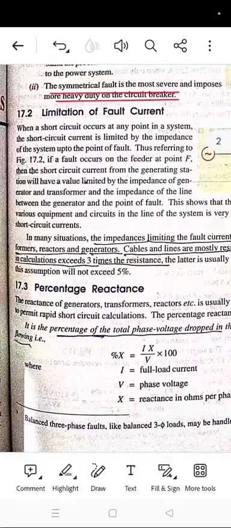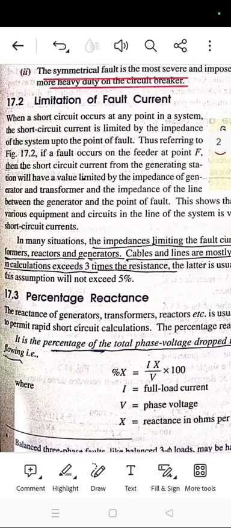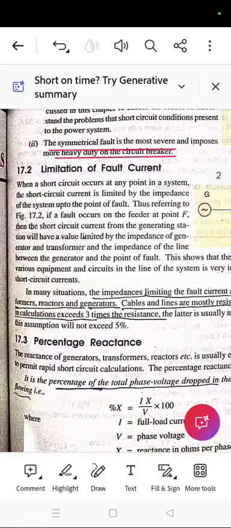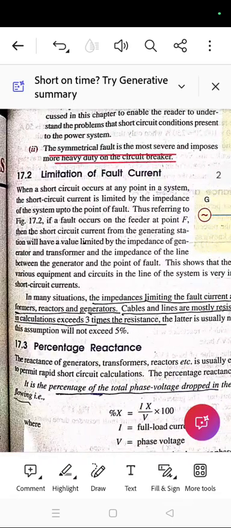Limitation of the fault current. When a short circuit occurs at any point of the system, the short circuit current is limited by the impedance of the system up to the fault point. If a fault occurs on the feeder at point F, then the short circuit current from the generating station will have a value limited by the impedance of the generator and transformer and the impedance of the line between the generator and the point of fault. This shows that the knowledge of the impedance of the various equipment and circuits in the line of the system is very important for the determination of short circuit current.